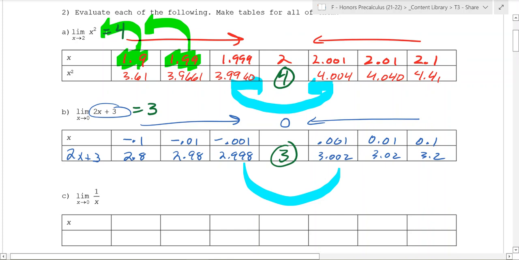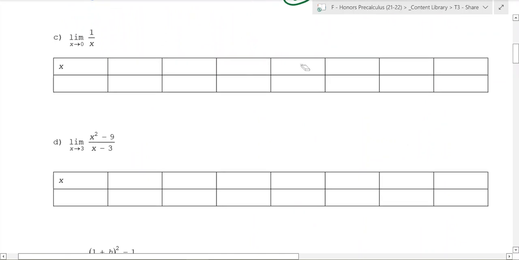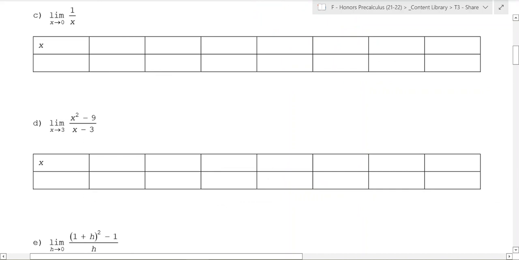Now you might say again, why don't we just plug the 0 in? Well, you can't always plug it in. And using a table for these is kind of like using the quadratic formula. It's always going to give us an idea of what the answer is.